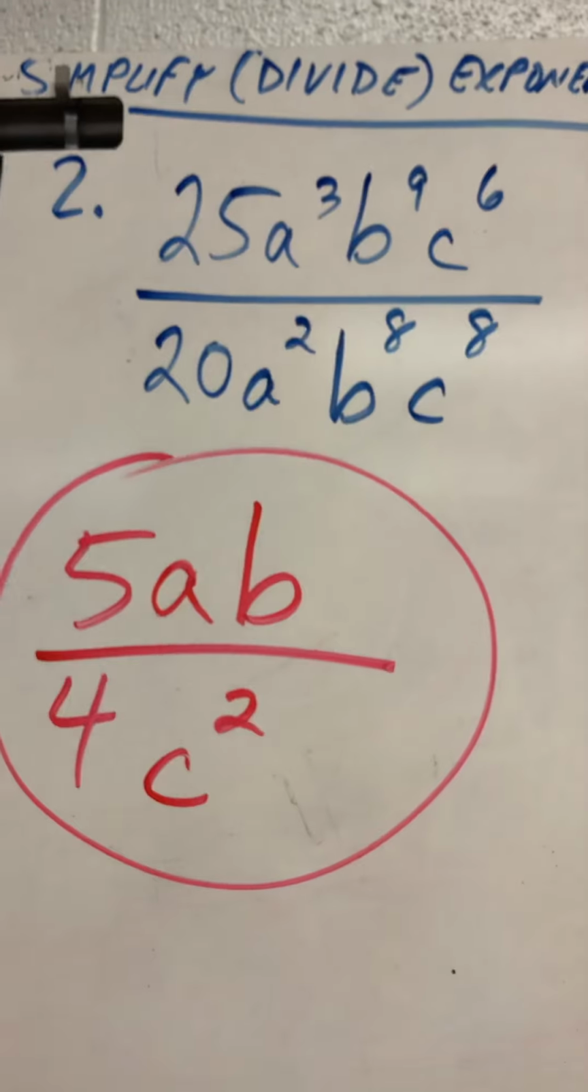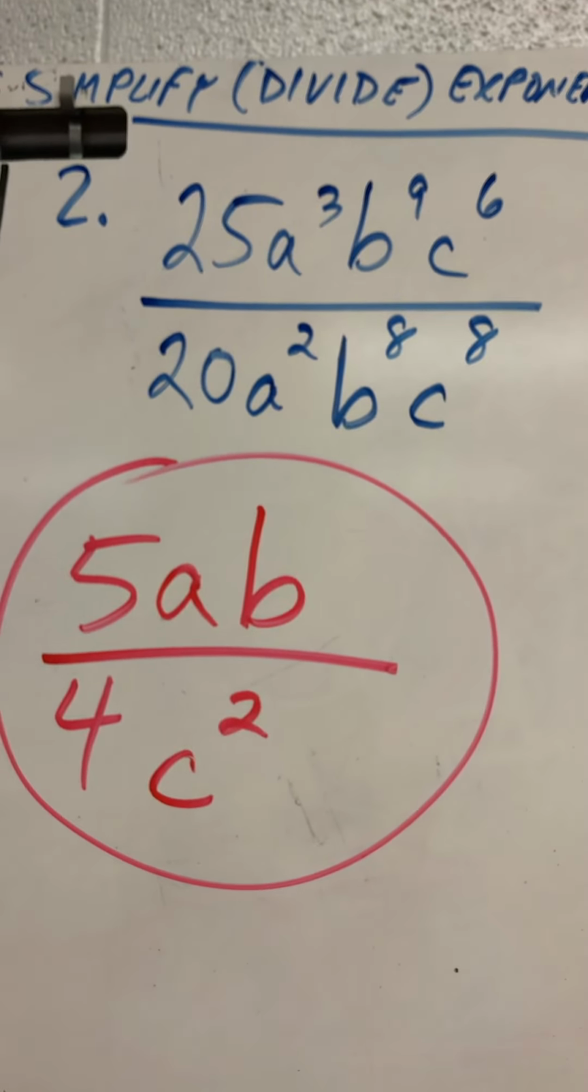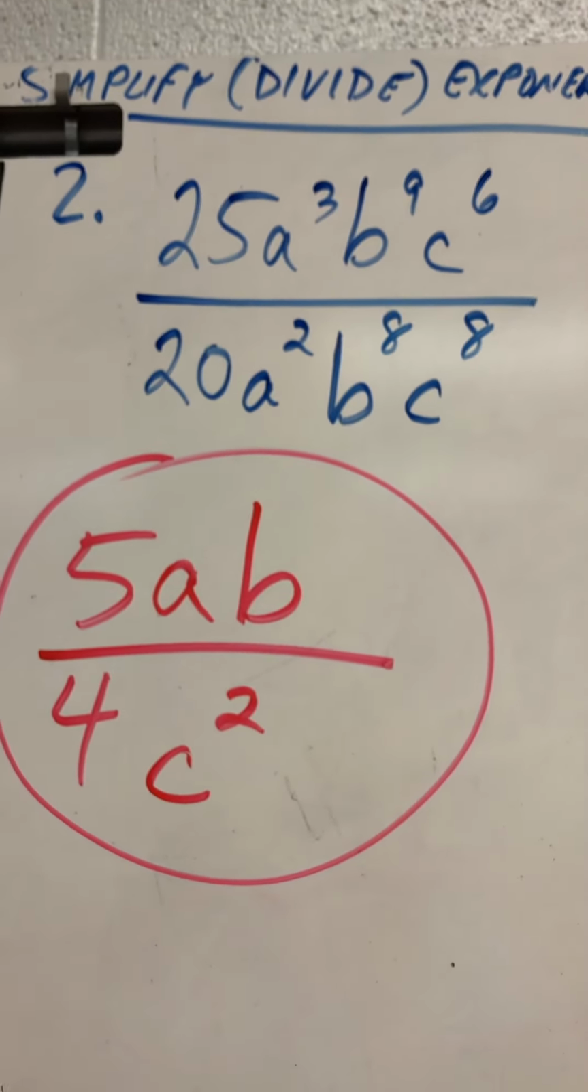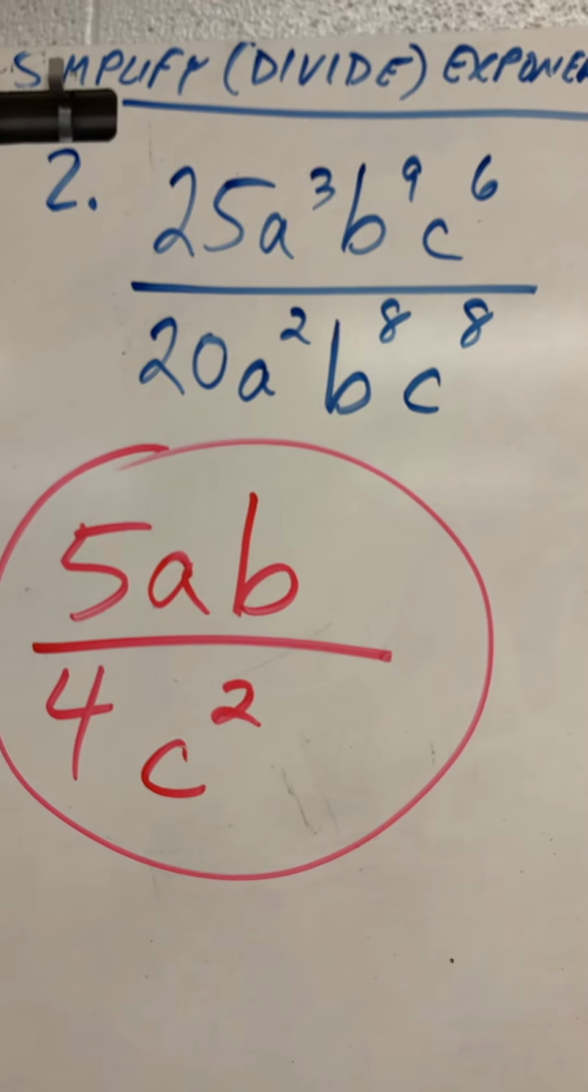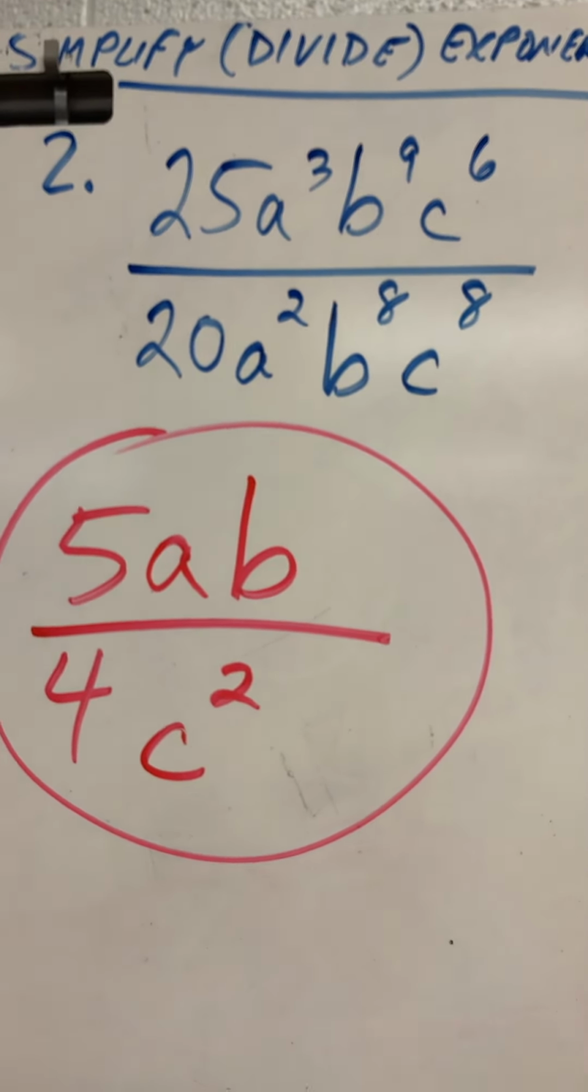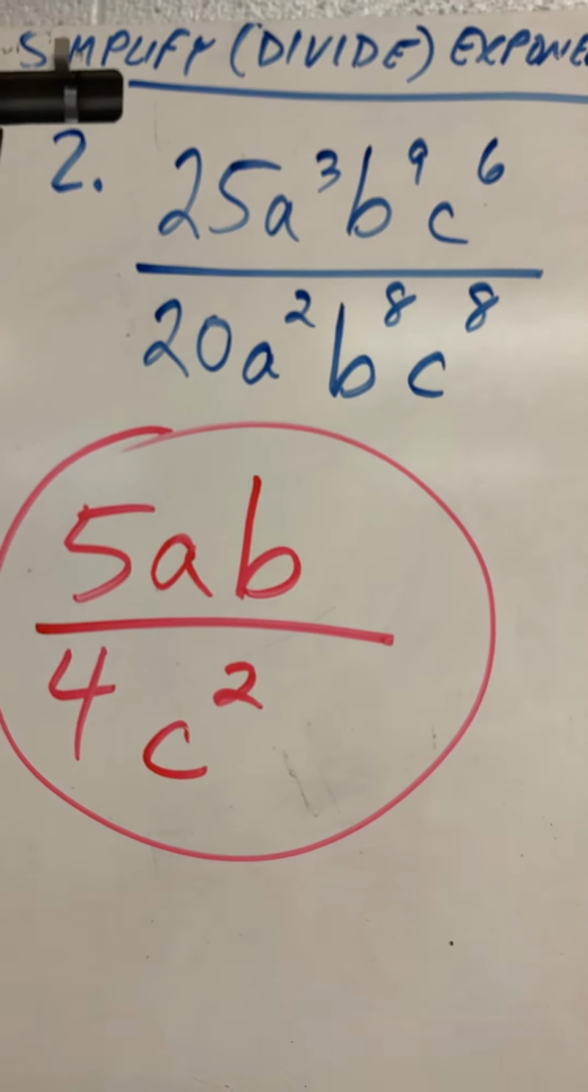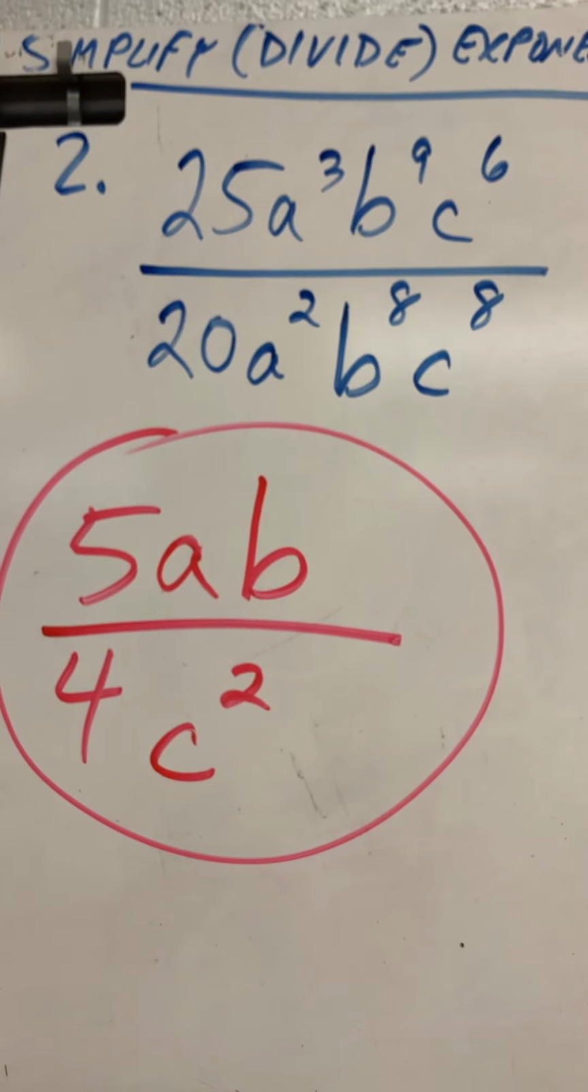25 over 20 is 5 over 4. A to the 3rd over a to the 2nd, a is on top. B to the 9th over b to the 8th, b is on top. C to the 6th over c to the 8th, c to the 2nd on the bottom, right?